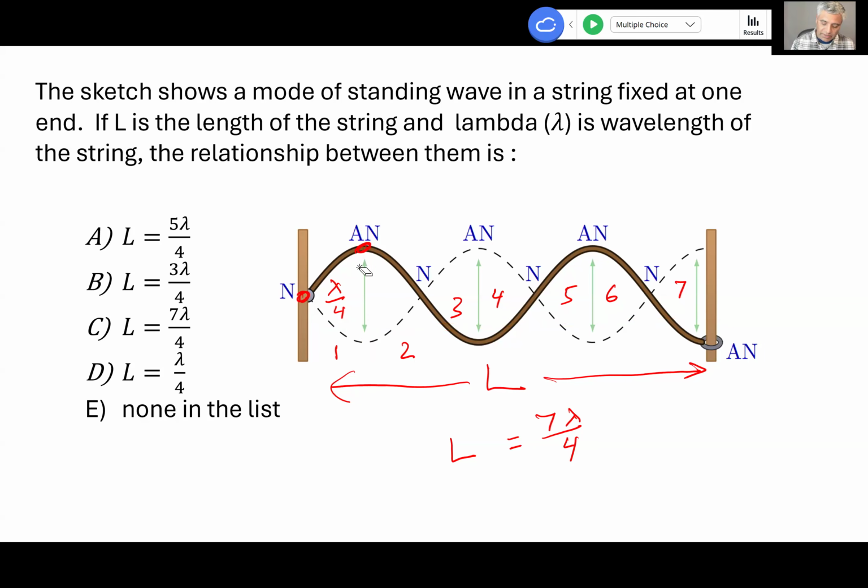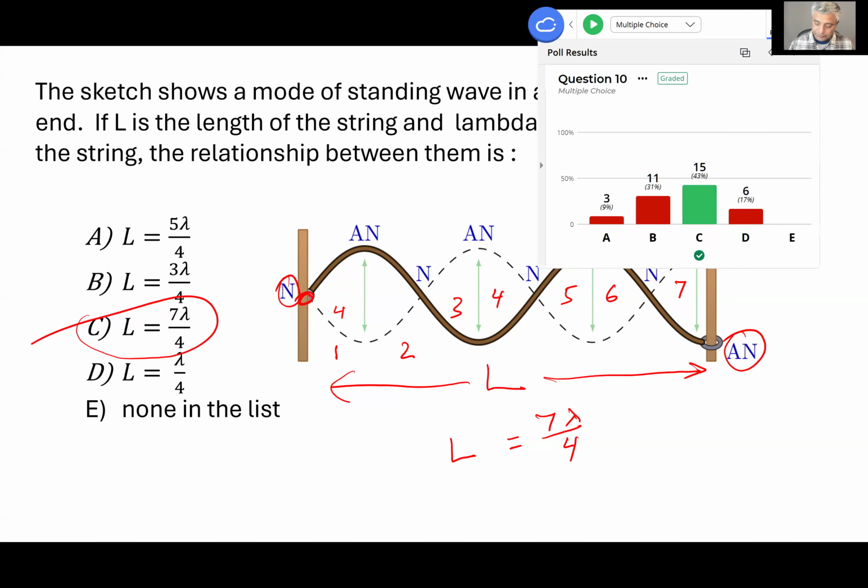Another thing you want to keep in mind is that where it is fixed, there is a node, and where it is not fixed, see, there is a ring, so that means it can slide. So this boundary is not fixed. There is an antinode. So looks like C is the correct answer in this case.